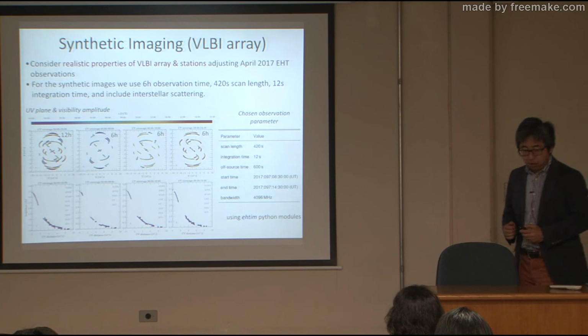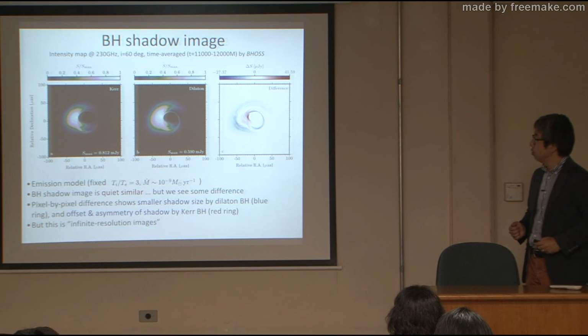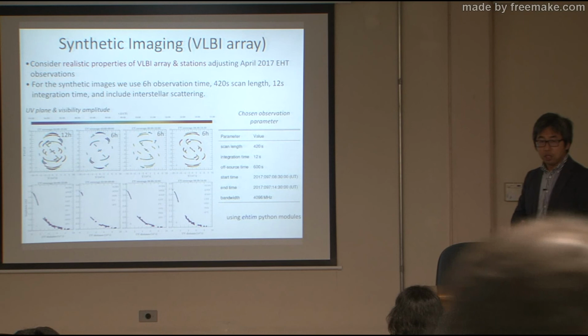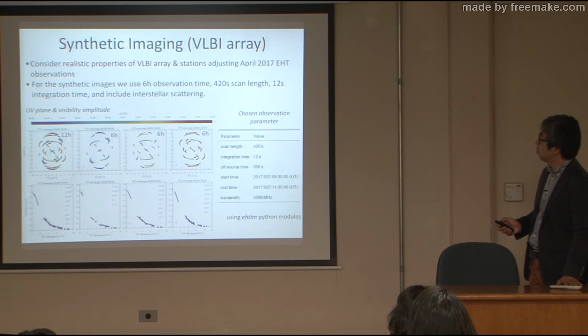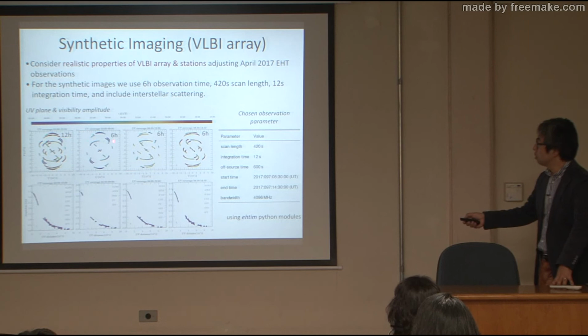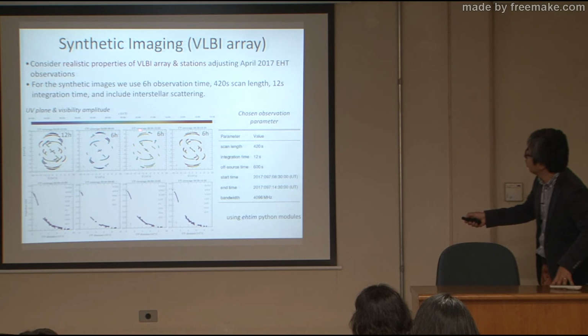This is an infinite resolution image case. So we try to think about what the actual synthetic image would be to make up the actual observational type of image. We are concerned about the realistic properties of the VLBI array stations and adjust to the April 2017 EHT observation. We also think about different observing times. This is a 12-hour observation, this is a 6-hour observation and so on. It is a bit hard to see, but the starting date and time is a little different.